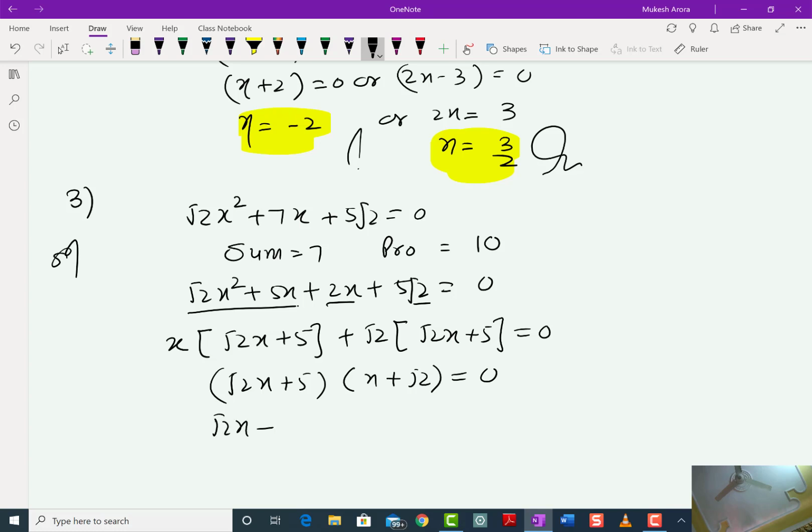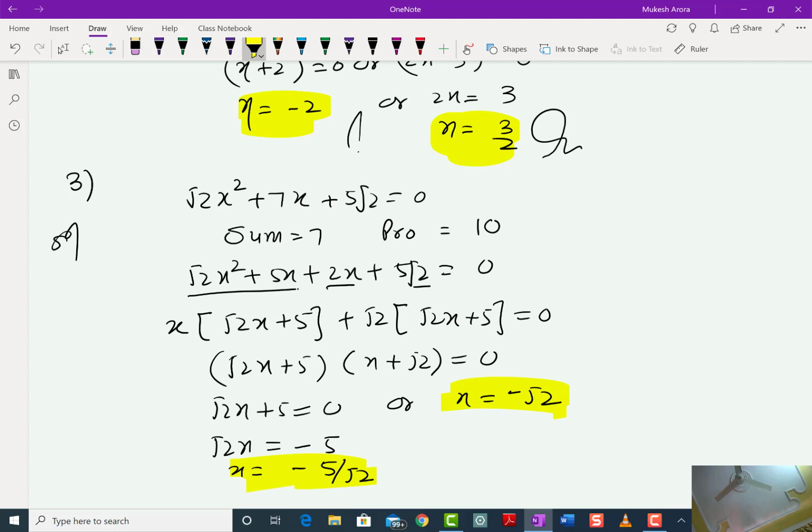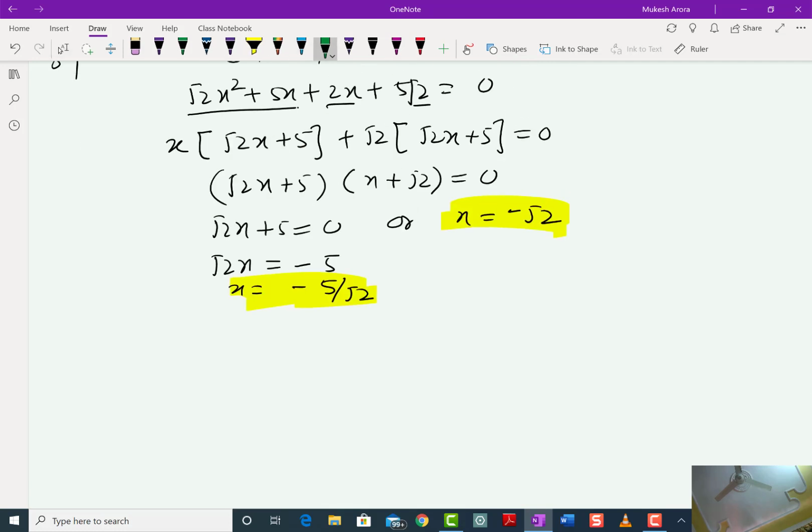From root 2x plus 5 is equal to 0, so root 2x is equal to minus 5, x is equal to minus 5 by root 2, or x is equal to minus root 2. One value is this, the second is this. But the first value we can further simplify: it will be minus 5 by root 2, into, we will rationalize it, minus 5 root 2 by 2. So that will be our final answer.